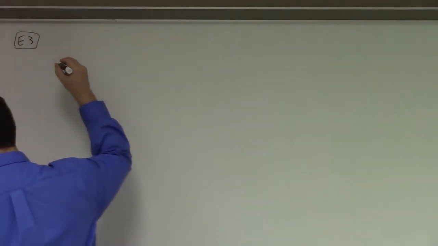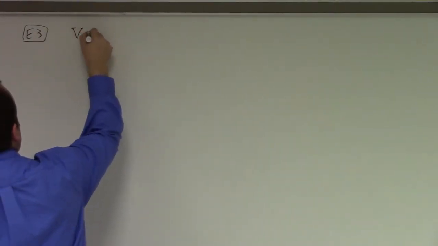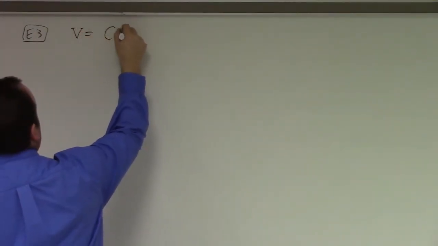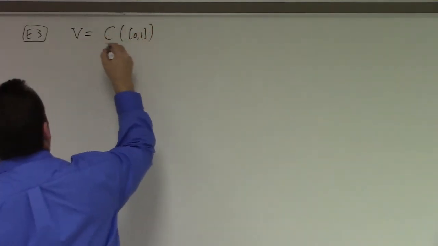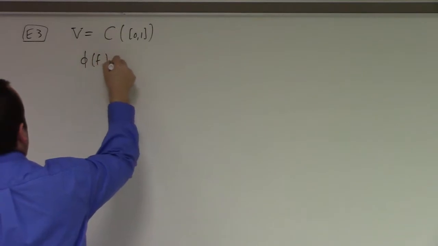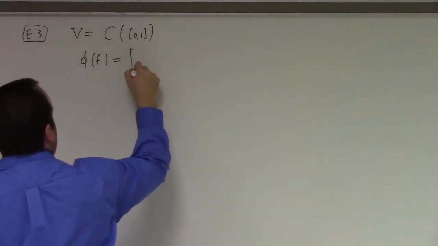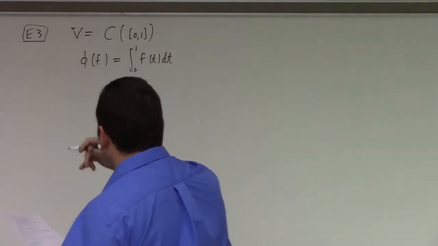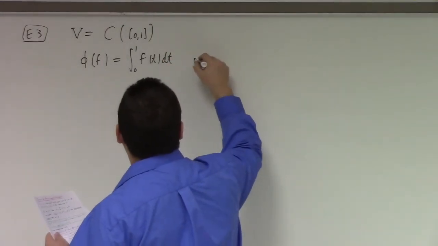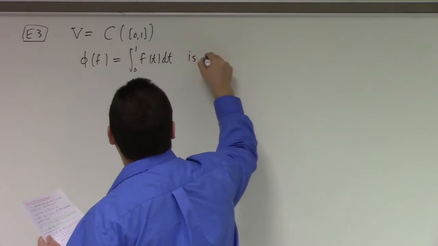Example 3. If V is the set of continuous functions from 0 to 1, then you can define phi of f equal to the integral from 0 to 1 of f of t dt. This is a linear functional.